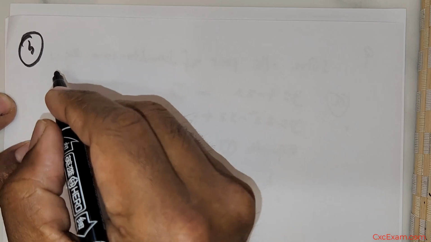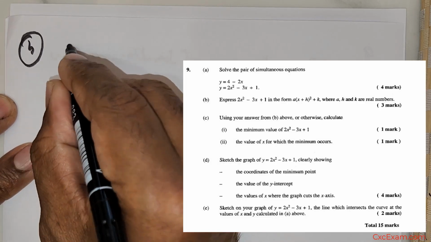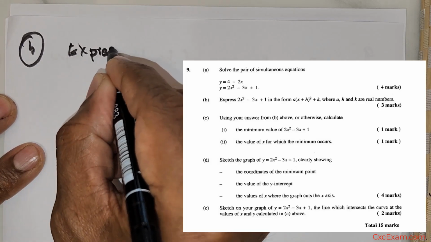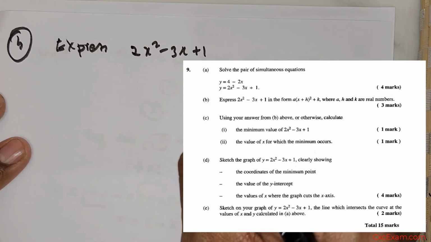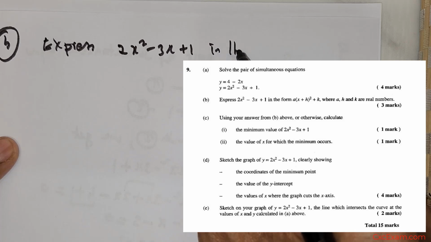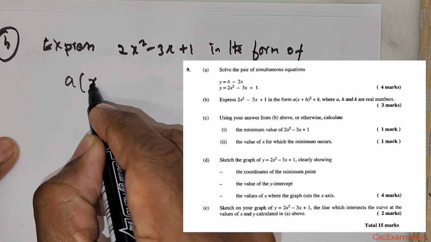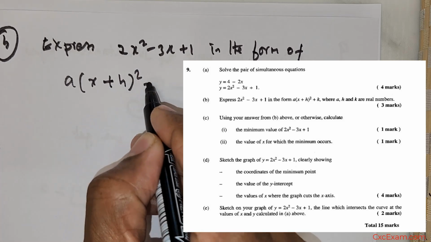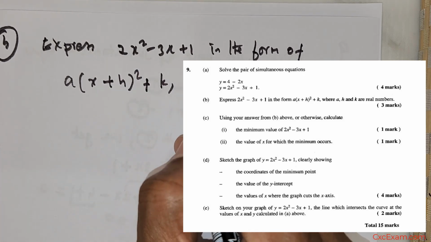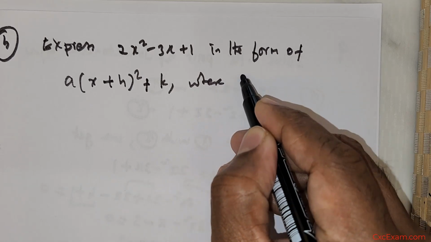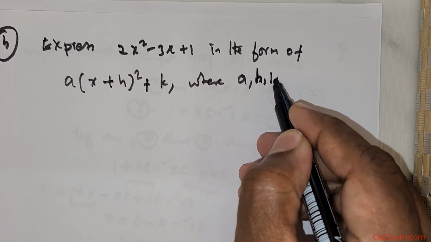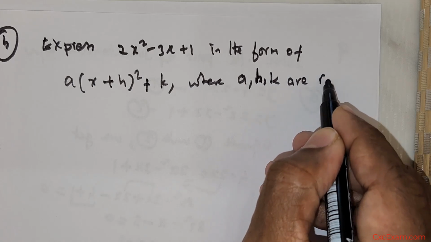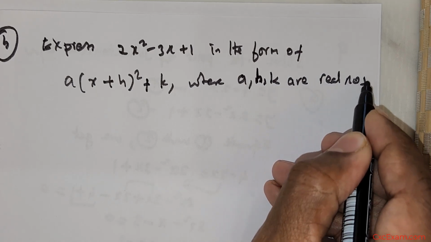Now this is part B. We are asked to express 2x squared negative 3x positive 1 in the form of a times (x positive h) the whole squared positive k, where a, h, k are real numbers.